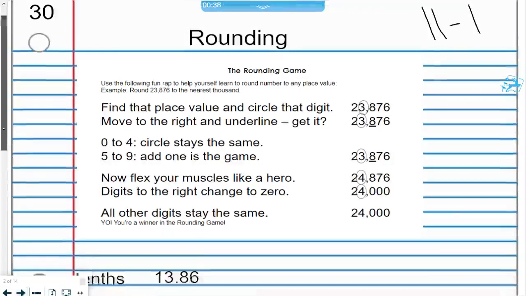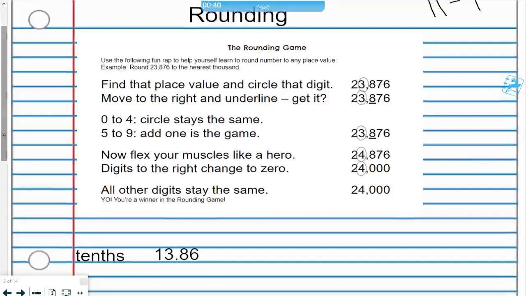First thing we're going to look at is the new rounding game. It's kind of a little rap. We're going to get a little beat going so we can go through what we're doing. The rounding game. Use the following fun rap to help yourself learn to round numbers to any place value. So we're going to use an example right now: we're going to round 23,876 to the nearest thousand. So this is how it kind of goes.